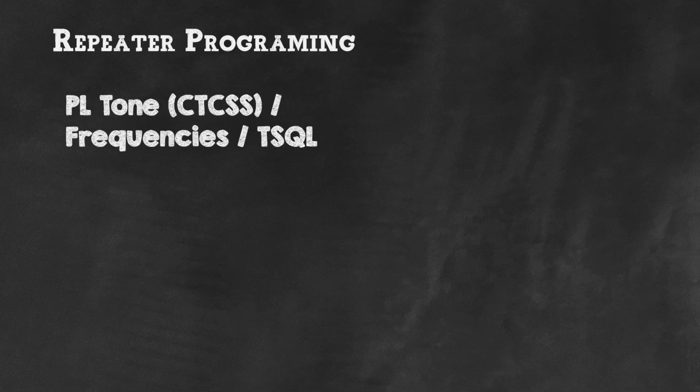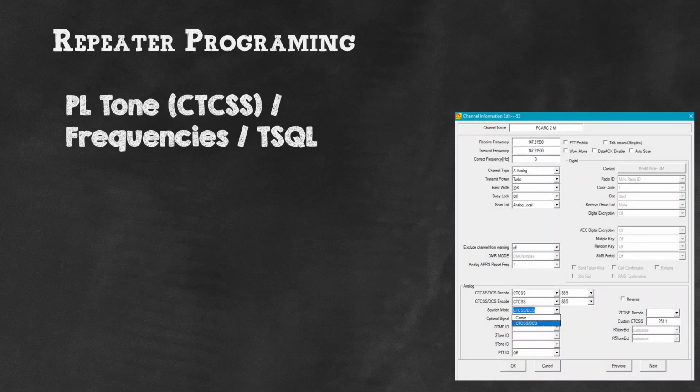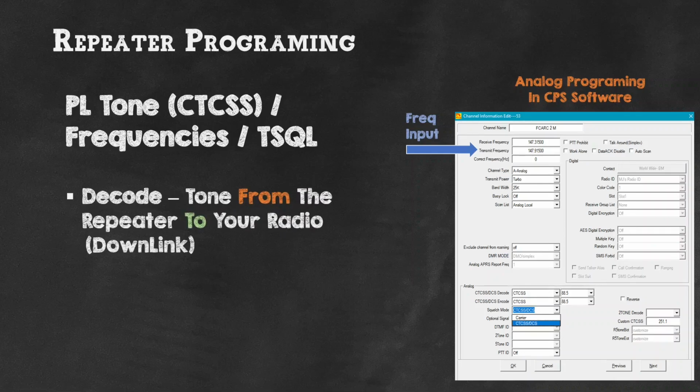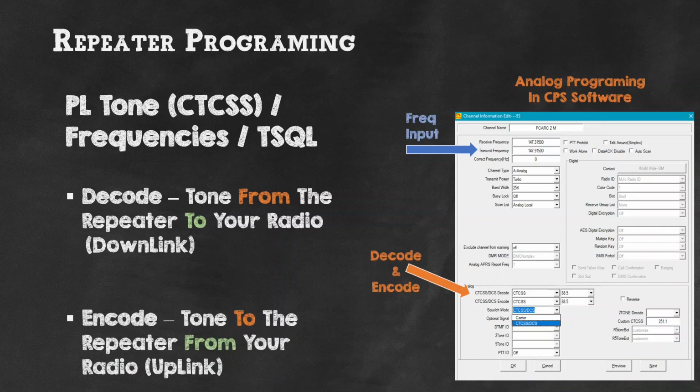So when we look at computer programming, for example here, this happens to be the CPS software. If I'm doing analog, I have to put the receive and the transmit frequency in, and they don't automatically calculate it for you. I have to put in the decode, which is the tone from the repeater to your radio, which is your downlink, which you see over here, and the encode tone to the repeater from your radio, which is right over here. And if a tone squelch is required, this is where it goes.